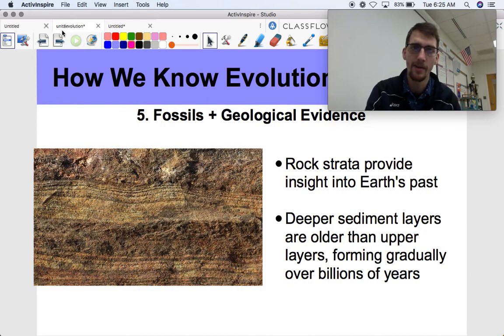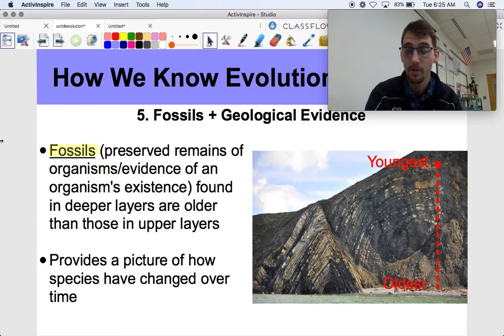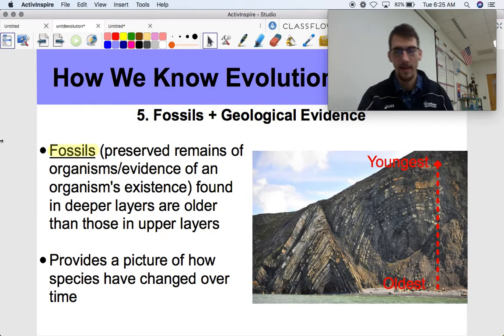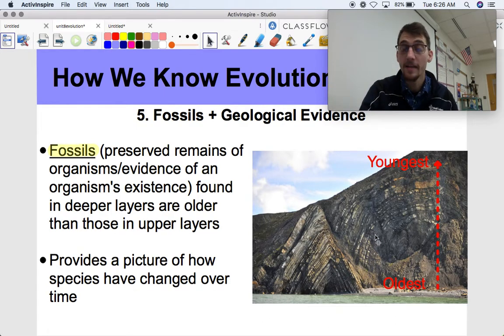And before I go any further, what's even a fossil? A fossil is a preserved remain of an organism or evidence of an organism's existence found in deeper layers and that are older than those in the upper layers. Okay, so in a site like this, where you can see sedimentary rock being layered on top of one another, you can find fossils within these, which is suggesting that organisms existed.